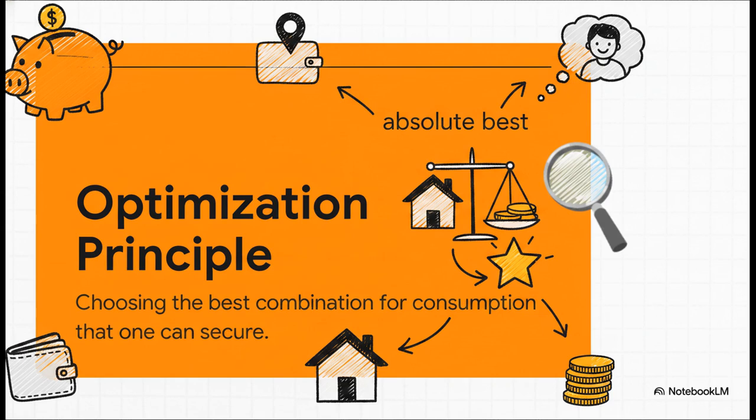We have to assume students are going to perfectly optimize their choices, meaning every student is going to look at their budget and choose the absolute best living situation they can realistically secure. Nobody wants to pay more than they absolutely have to, but everyone wants the best possible spot.